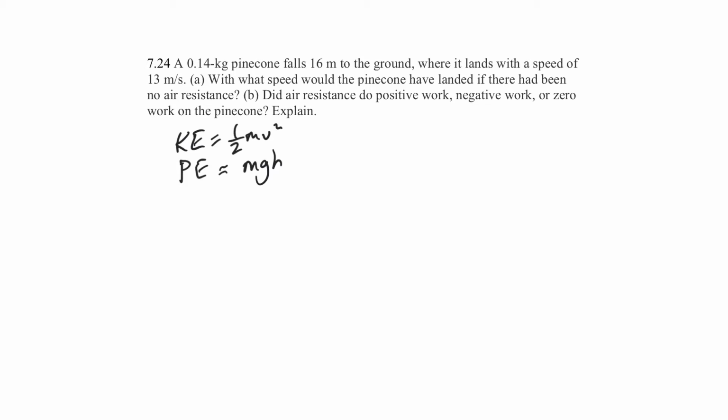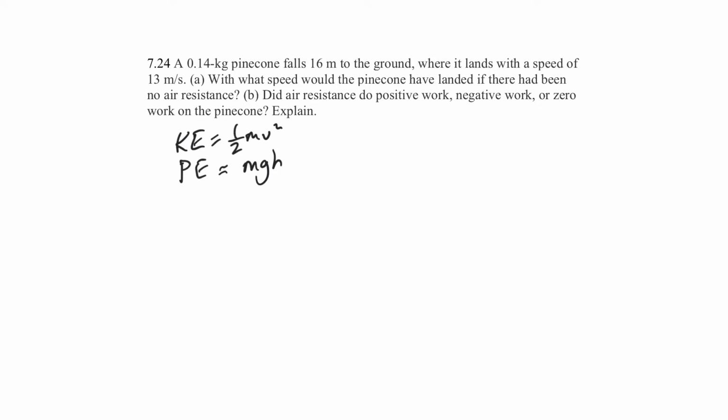So let's see what we got. We've got a mass here, 0.14 kilograms. We've got a distance, 16 meters. All right, so let's find the potential energy first. Normally you find potential energy because it's not moving, and then when it starts moving, it has a velocity, and the kinetic energy is based upon its velocity, and the farther it falls, the faster it goes.